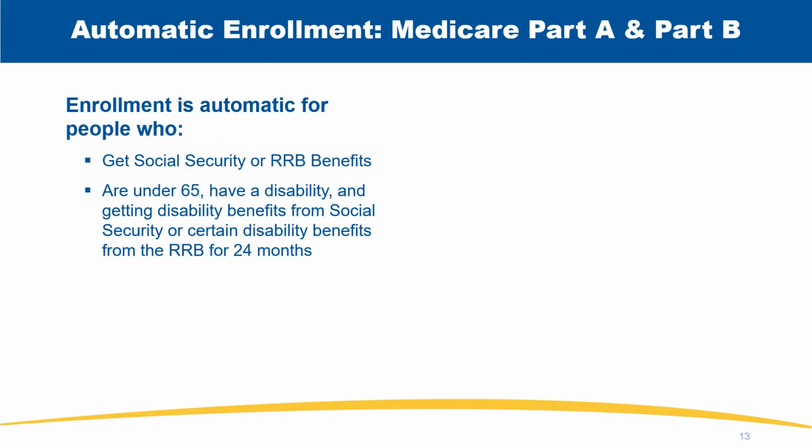Automatic enrollment, Medicare Part A and Part B. Enrollment is automatic for people who get Social Security or Railroad Retirement benefits. If you are under 65 and have a disability, and getting disability benefits from Social Security or certain disability benefits from the Railroad Retirement Board for 24 months, by the 25th month, you'll be automatically enrolled into Medicare.